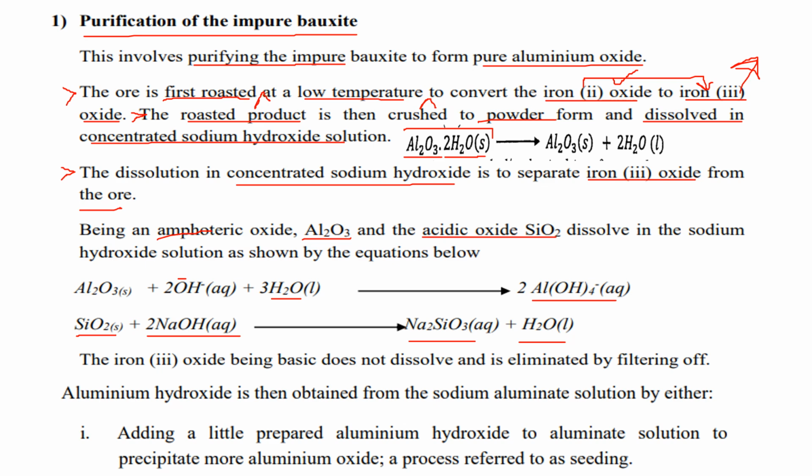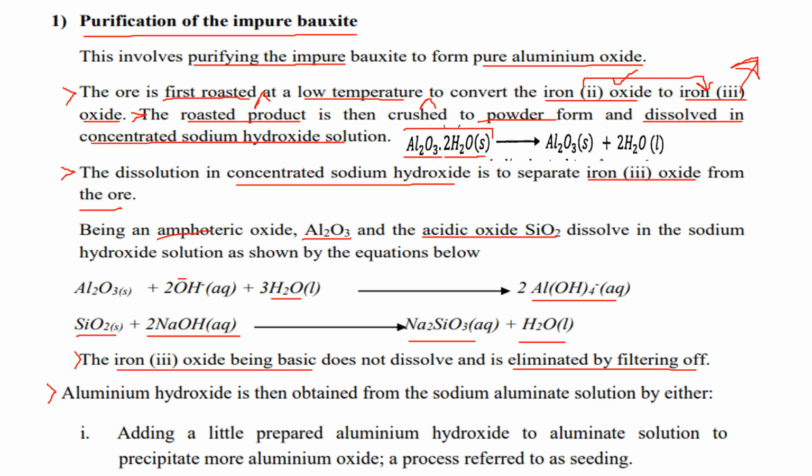So we are saying that the iron 3 oxide being basic, and this is important, you have to understand why iron 3 oxide didn't dissolve. Iron 3 oxide being basic does not dissolve, and hence is eliminated off by filtration.